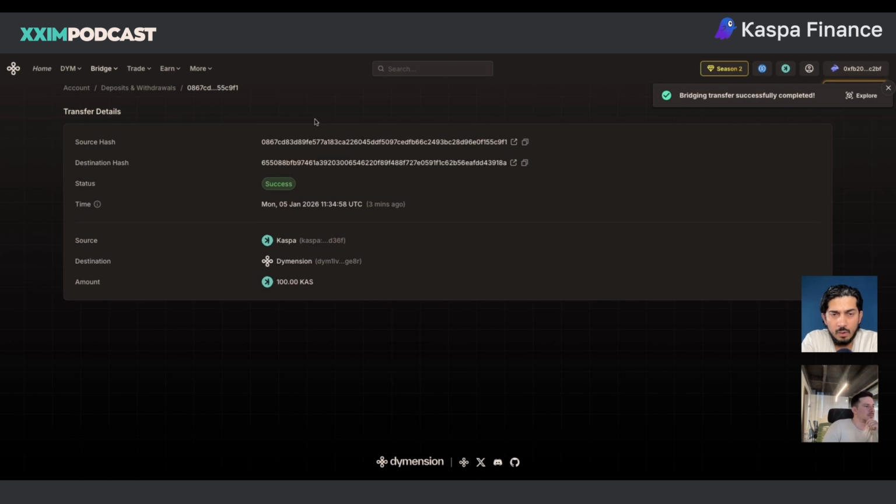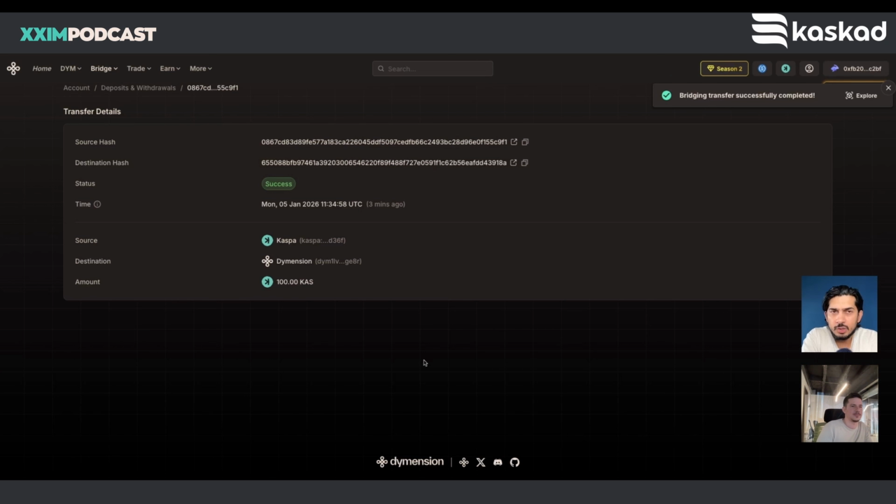Right. So now, this COS is sitting on Dymension, so it's a wrapped Kaspa. There's a COS version on Dymension that represents each and every COS that's sitting in the Kaspa L1 network, which is kind of a one-to-one representation. And the only way to get this 100 COS is to bridge it back and remove it from Dymension.